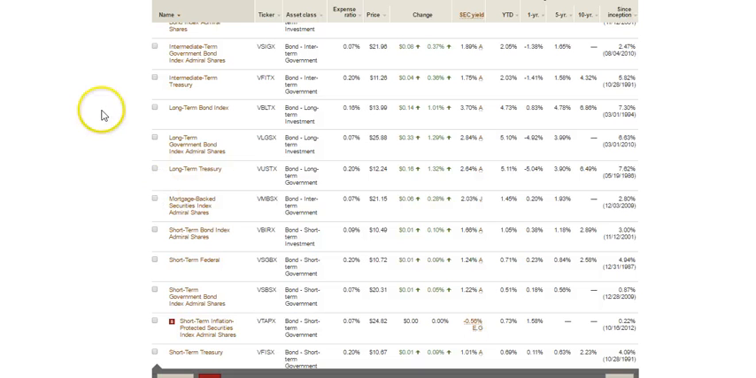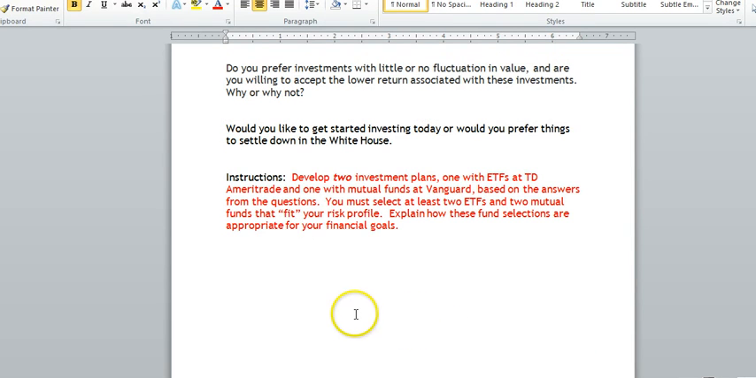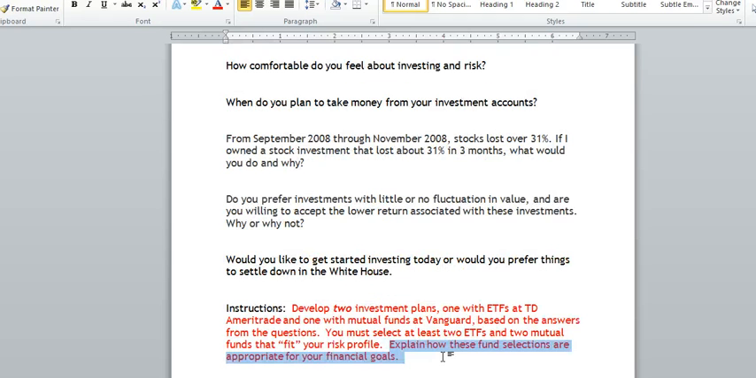So anyway, here, quiz 4: develop 2 investment plans. Type these up at both companies. And make sure you explain how these fund selections are appropriate for your financial goals. I really need to see this. I want to see an understanding and a comprehension of your risk, and then take that information and tell me how you select funds. So again, that quiz is due on Sunday.